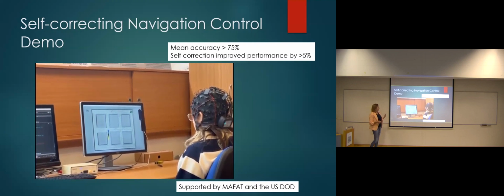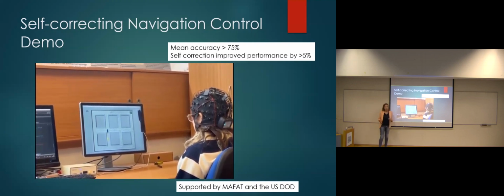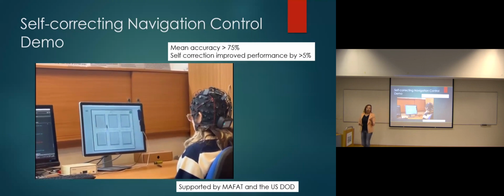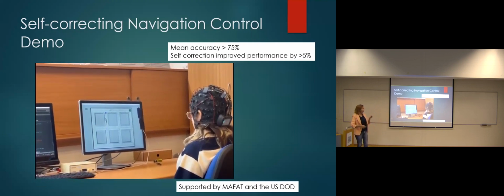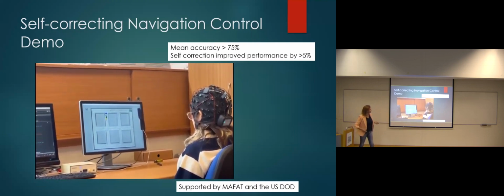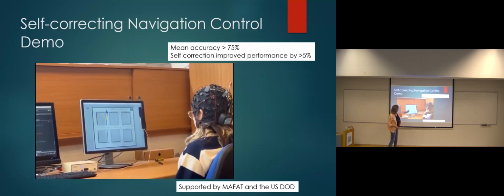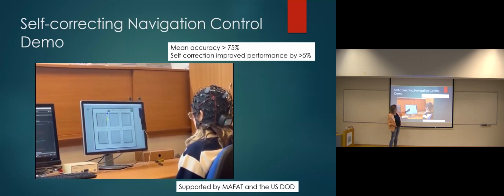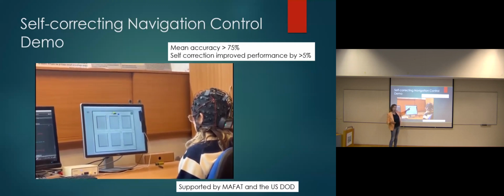Okay, so the first decoding is shown in yellow, and then after we show the yellow sign here, also he thought that he's supposed to go upward, but the system realized that it's an error and corrected it to a different line.